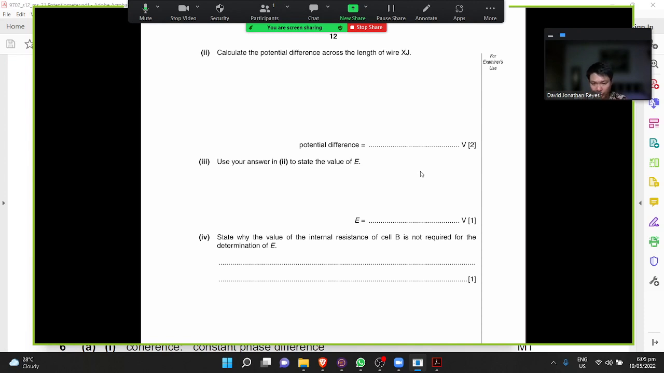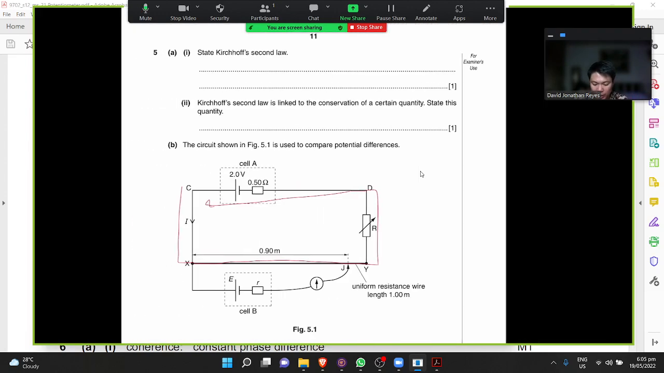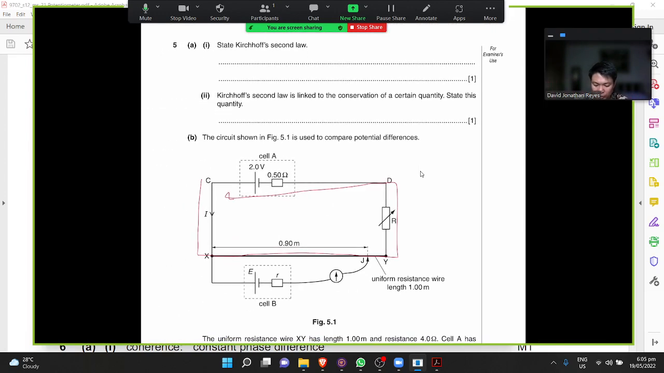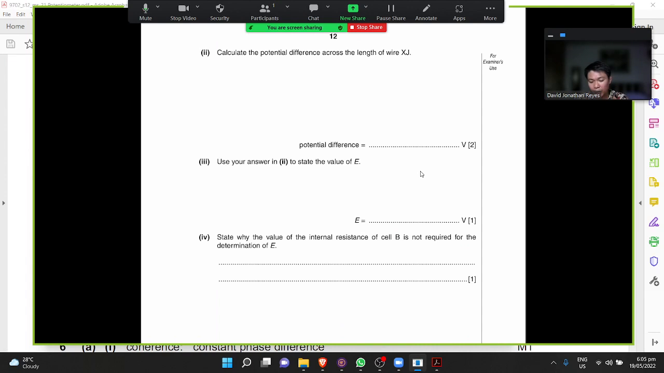We already know the current. We just don't know the resistance across wire XJ. Notice that you are not using the whole wire, not X until Y, but only X until J, and it's only 0.9 meters long. So how are we going to solve this? We solve it the same way: V equals I times R. The problem is we don't know R.